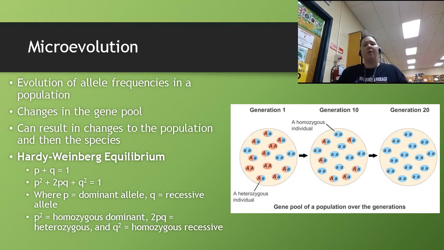Okay, so microevolution is actually just the evolution of allele frequencies. This does not always mean a change in species, or that we create a new species, but microevolution basically means that our gene pool is going to change. And changes in the gene pool can result in changes in a population and then changes in a species, but it doesn't always necessarily mean that it creates that kind of evolution.